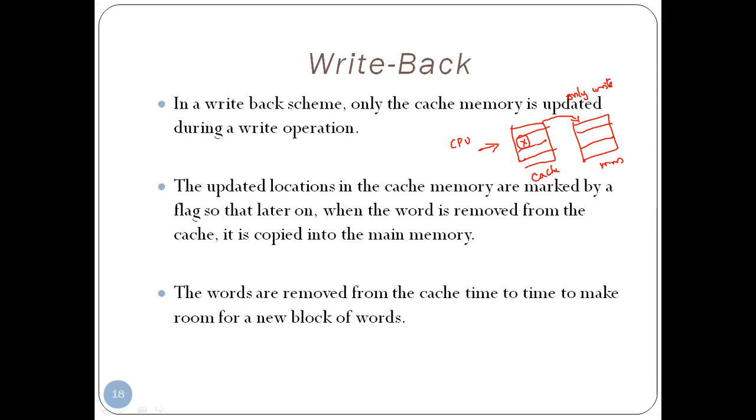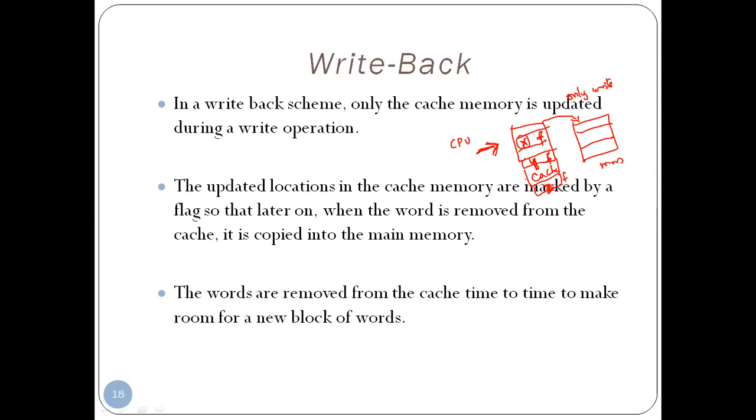Suppose here I have updated X, here Y, and here Z. Whenever the CPU has updated the cache, it marks this updated line with a flag. This is a flag, this is a flag. So the CPU has updated this location to X, this location to Y, and this location to Z. Whenever the CPU updates, we mark that particular updated line as a flag.